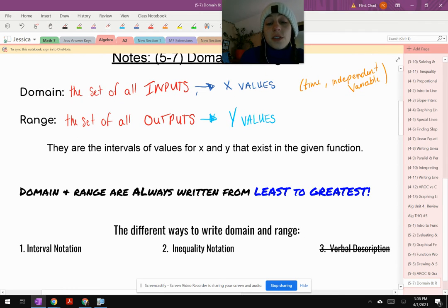They're just intervals of values for x and y that exist in the given function. So, some functions don't go on forever, and the domain and range just tells you that, and it tells you if they do go on forever. You can see domain or range coming up with graphs or points.